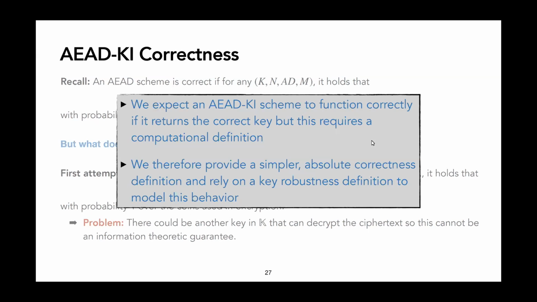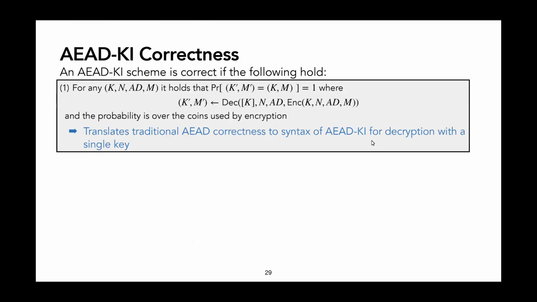We expect an AADKI scheme, therefore, to function correctly if it returns the correct key, but this requires a computational definition. We therefore provide a simpler absolute correctness definition and rely on a key robustness definition to model this behavior instead. So an AADKI scheme is correct if the following conditions hold. The first says that for any key, nonce, associated data, and message, if we encrypt over these inputs and then decrypt the ciphertext with a key vector including just that key, then we get back the original key and message with probability 1. So this really just translates the traditional AAD correctness to the syntax of AADKI for decryption with a single key.